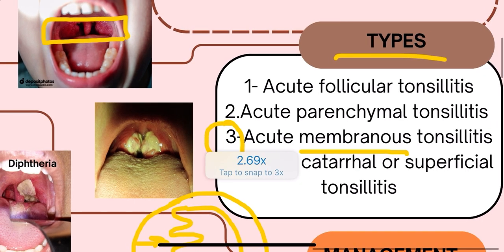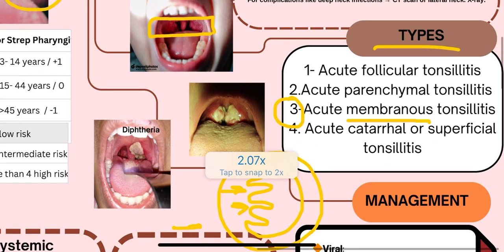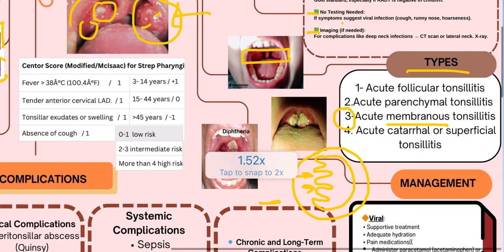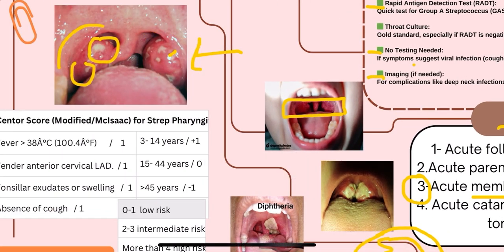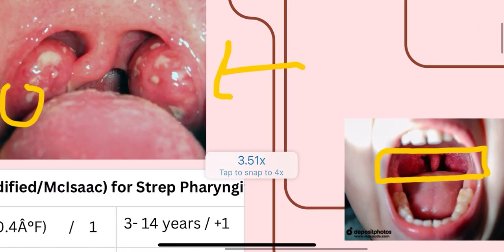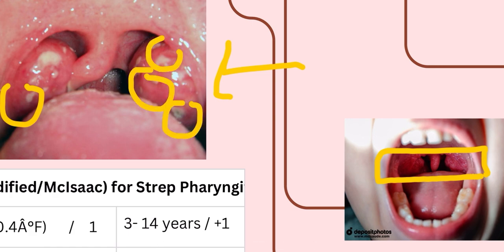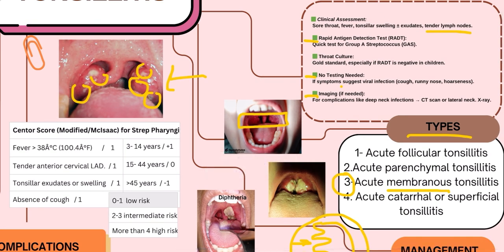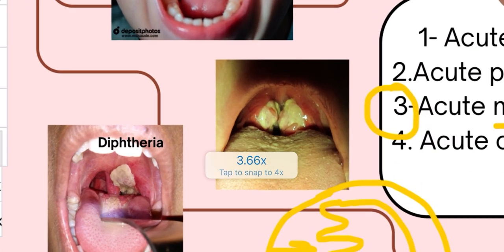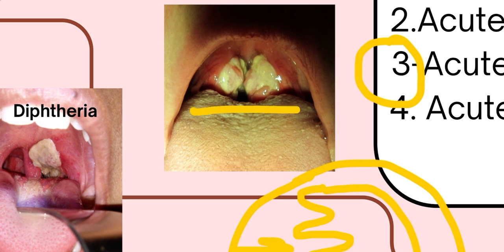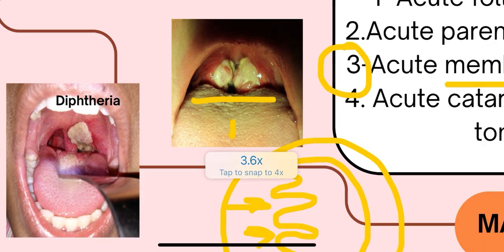Acute membranous tonsillitis occurs when the pus or exudation that fills the crypts in the follicular tonsillitis fuse together, forming a covering membrane over the medial surface of the tonsil, just like this picture. So here is the membranous tonsillitis.